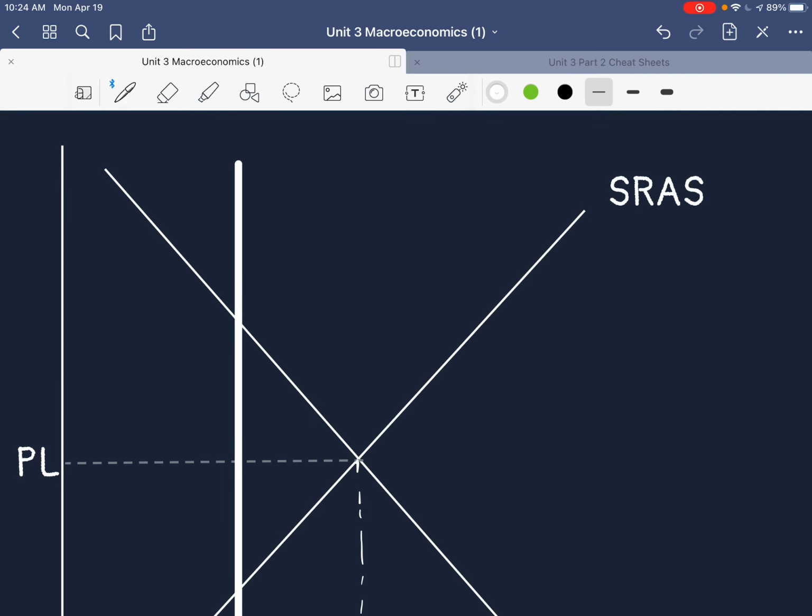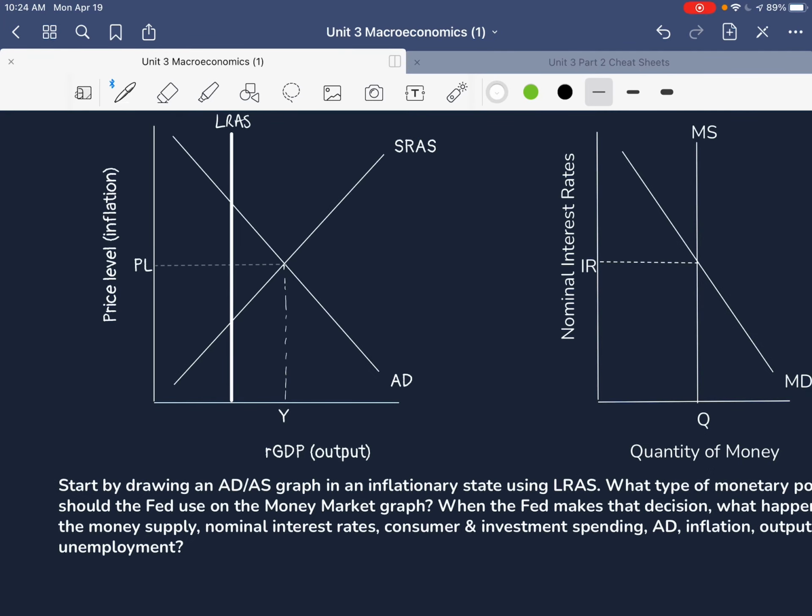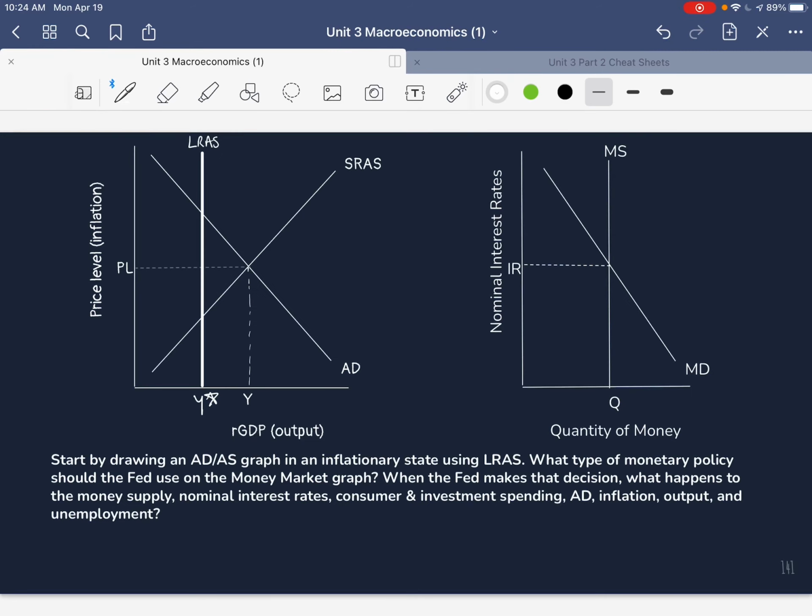I'm going to be zooming in a little bit here just to make it easier for you to see. Okay, so there's where we want to be. That's Y star, output at full employment, where prices aren't too high, they're not too low. It's the perfect spot for our economy. So we've done that. Start by drawing. Done. What type of monetary policy should the Fed use on the money market graph? So we are above where we want to be. We don't need to expand. We need to contract. So we're going to contract our economy.